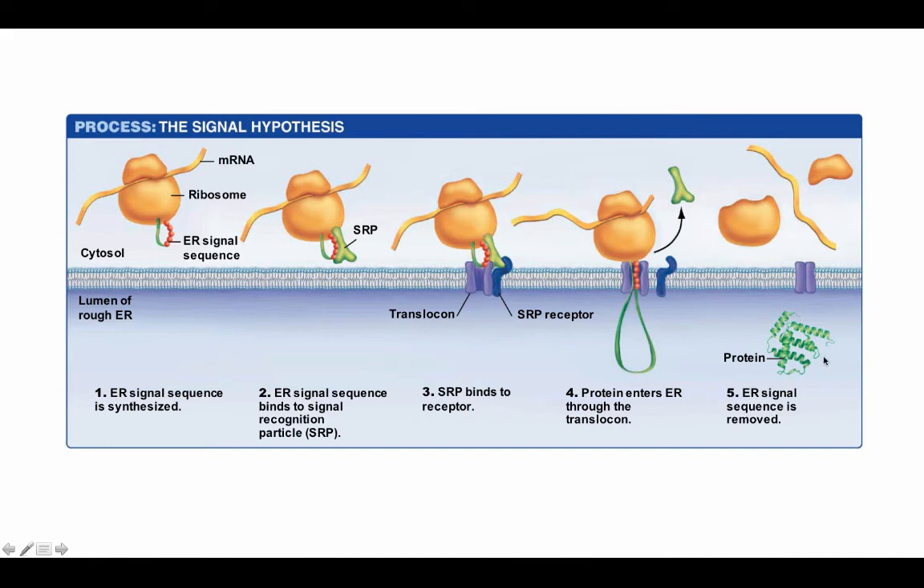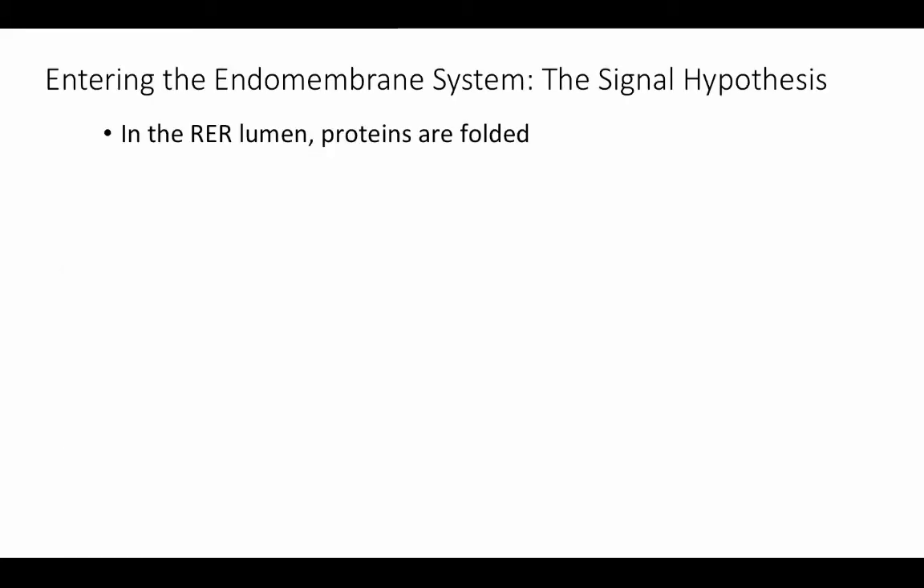Again, it's not part of the protein, it's just a name tag or a zip code, and then the protein is now in the lumen of the rough ER, where it's going to be folded and processed and ready to ship out to wherever it's going. In the lumen of the rough ER, the proteins are folded.